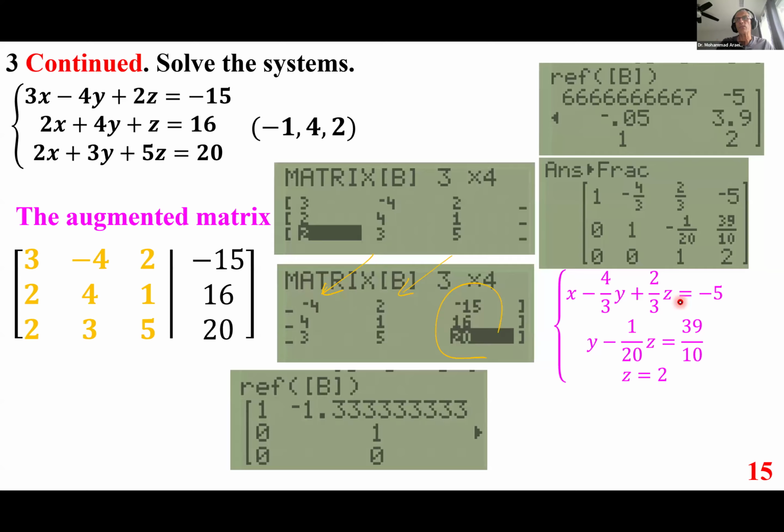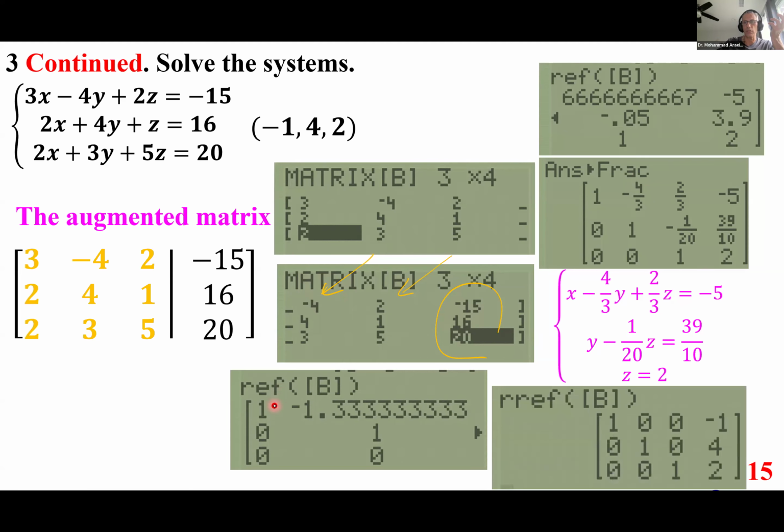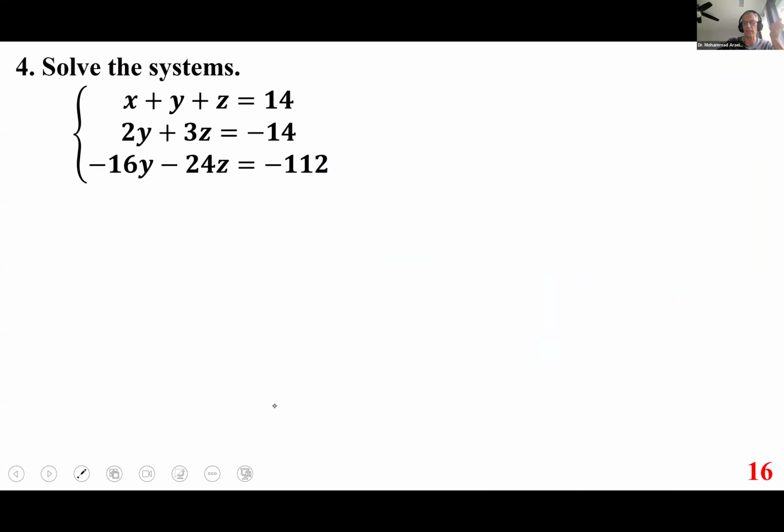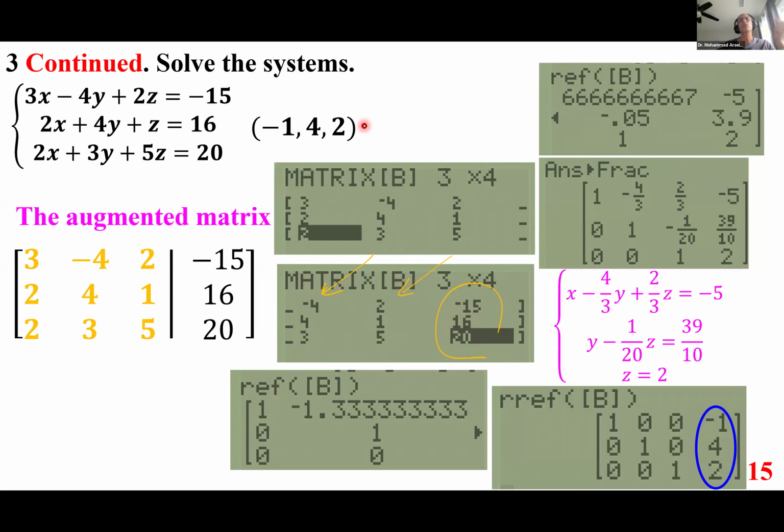If instead of REF, I do RREF, the reduced row echelon form, look at the last column. It's exactly what we had here, the solution. So I hope everybody is clear. And again, this is using the system with matrices.